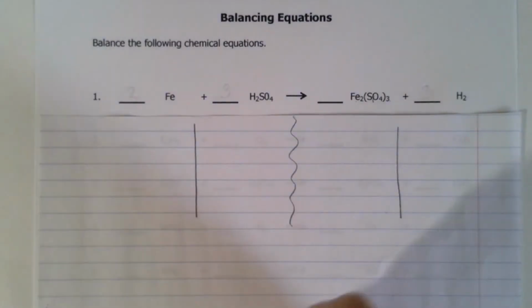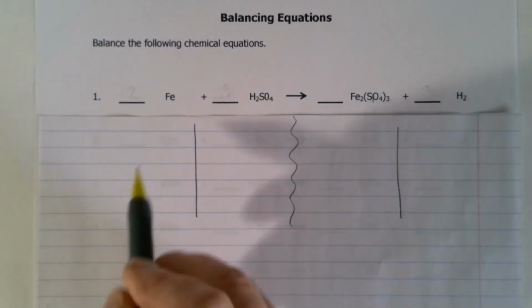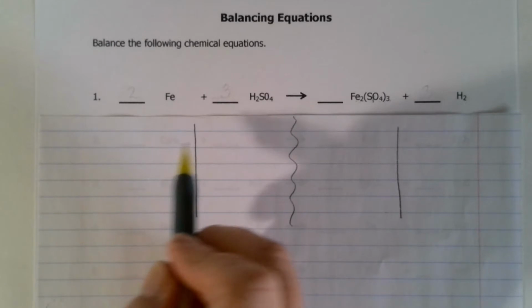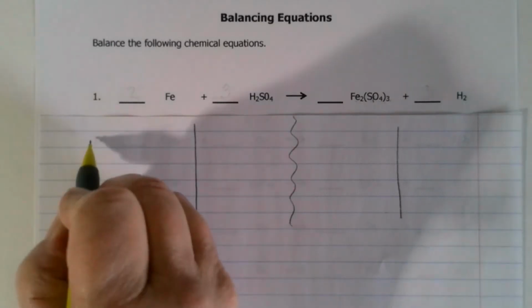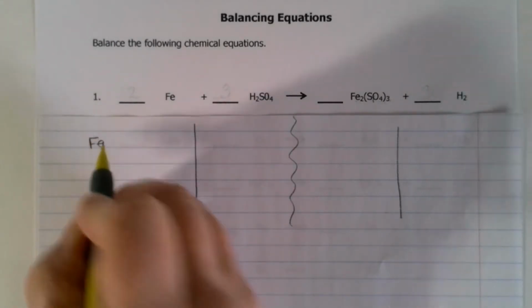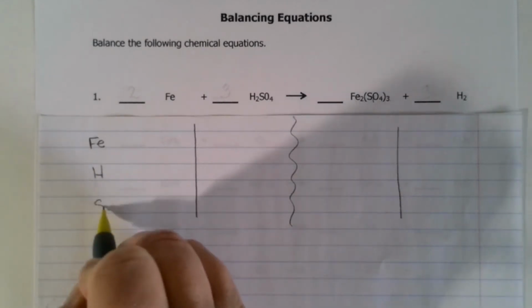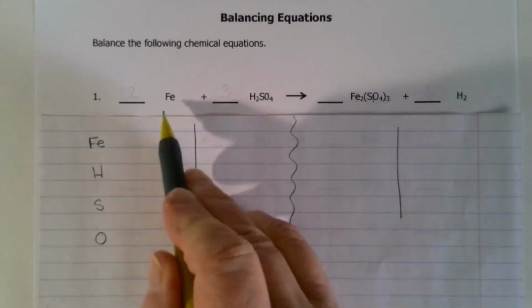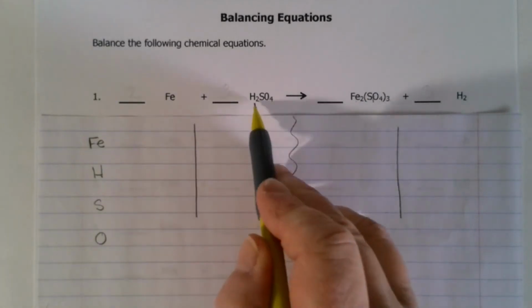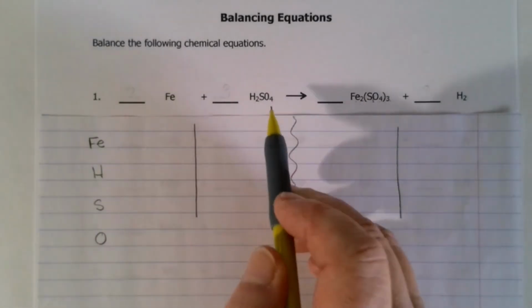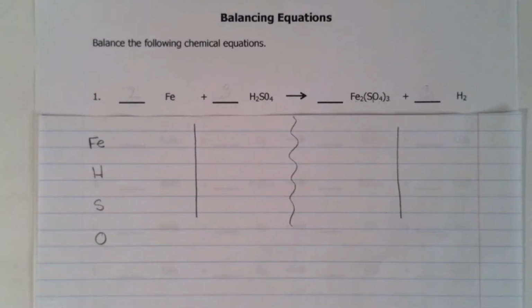And then I see what atoms do I have in here for my reactants? I have an iron. I have a hydrogen, a sulfur, and an oxygen. Iron, hydrogen, sulfur, and oxygen. I should have the same things over on the other side too.